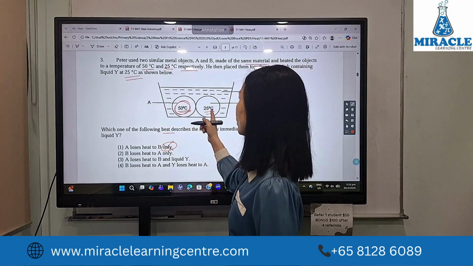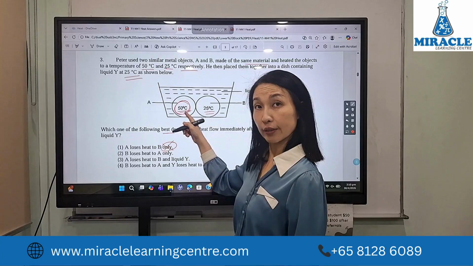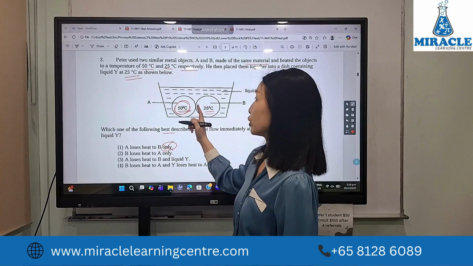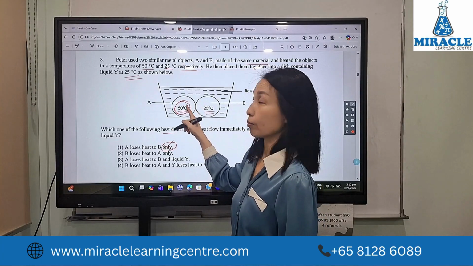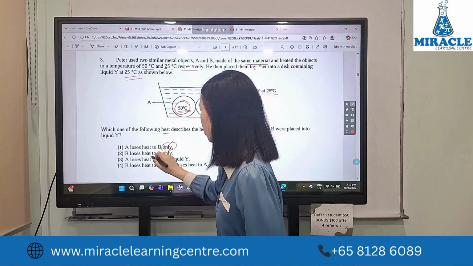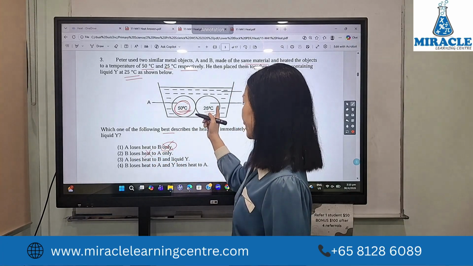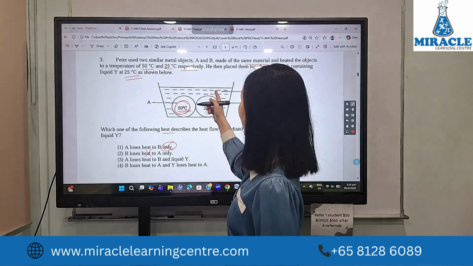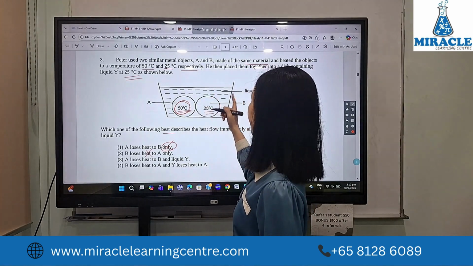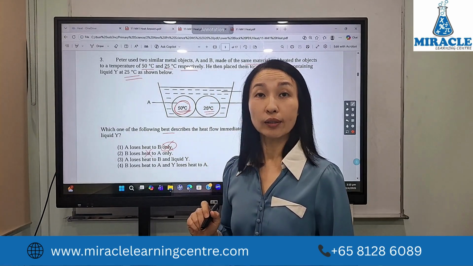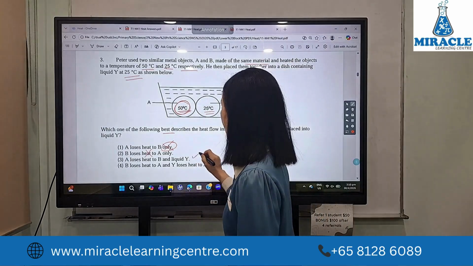B, lose heat to A. No, that is not possible, right? Heat doesn't flow from a lower temperature to a higher temperature. Always from a higher temperature to a lower temperature. So B is not correct. A, lose heat to B and liquid Y. Yes, that's correct because B and liquid Y are at a lower temperature. So this one is possible.